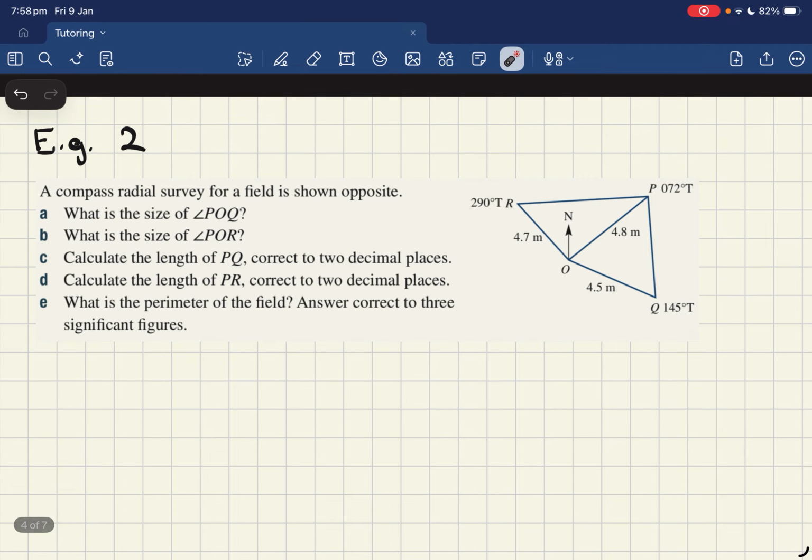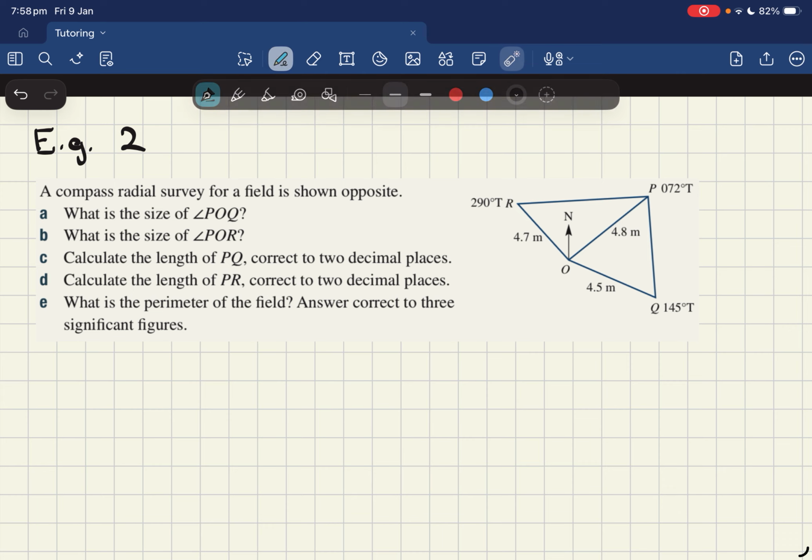Now for the second one, this is where we add bearings, right? So we have to remember what we talked about in bearings. Now this question's quite scaffolded, right? So it gives us all of the steps to build up to this part here. What is the perimeter of the field? A harder question in an exam may just ask you this right off the bat, and you have to think how you are going to apply what you've learned in trigonometry so far.